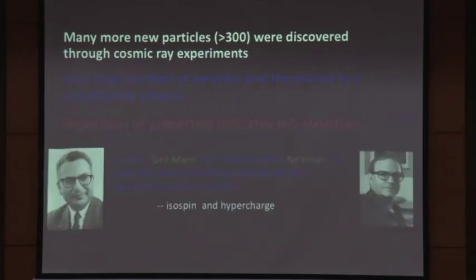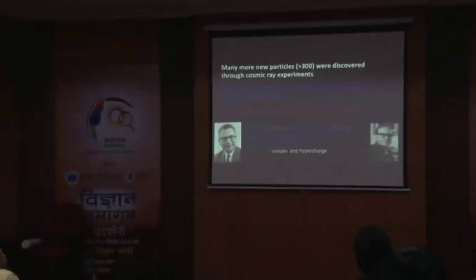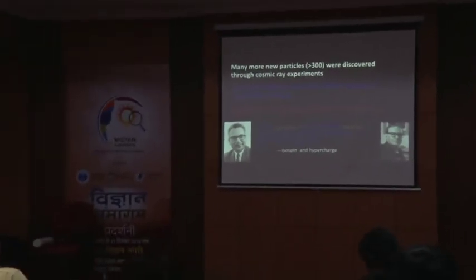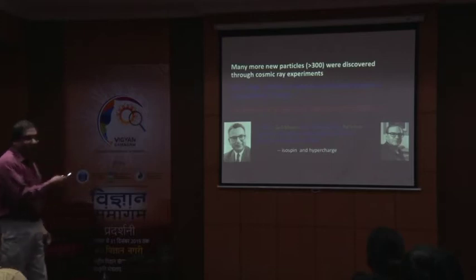And then these two gentlemen, Gell-Mann and Ne'eman, in 1961, can you see it? It's very hard, right? This blue color, I just took the color arbitrarily, which I could see on my laptop. But anyway, the idea was that they proposed some kind of isospin and hypercharge, and based on that, they could arrange all these discovered particles.